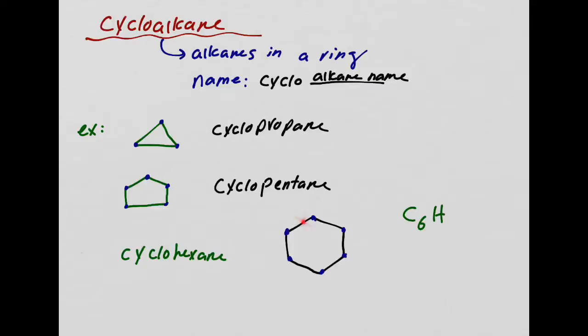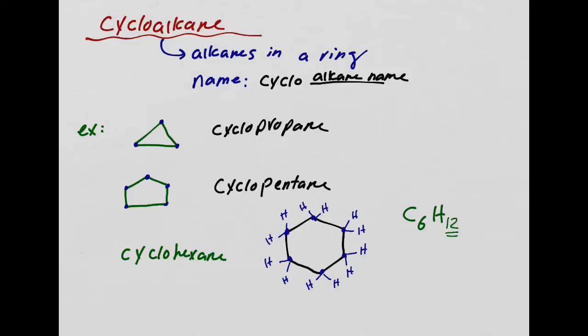How many bonds does this carbon have right now? 2. How many more does it need? It needs 2 more. How about this one right here? It has 2 bonds. How many does it need? It needs 2 more. Same here. It has 2 bonds. It needs 2 more. Again, it has 2 bonds. This one needs 2 more because carbon needs how many bonds? Repeat after me. It needs 4 bonds. All right. Count the number of hydrogen. 1, 2, 3, 4, 5, 6, 7, 8, 9, 10, 11, 12.